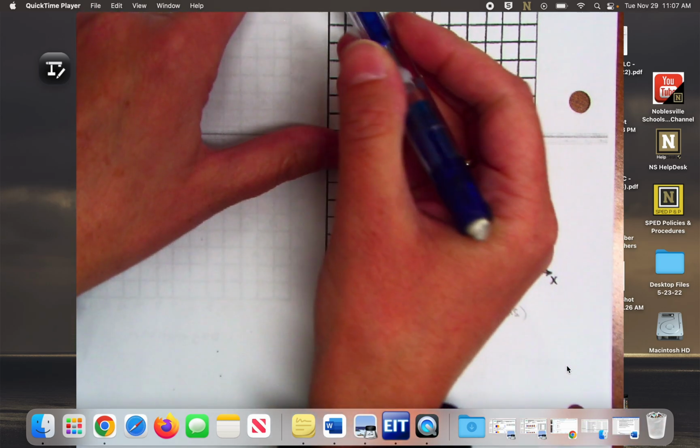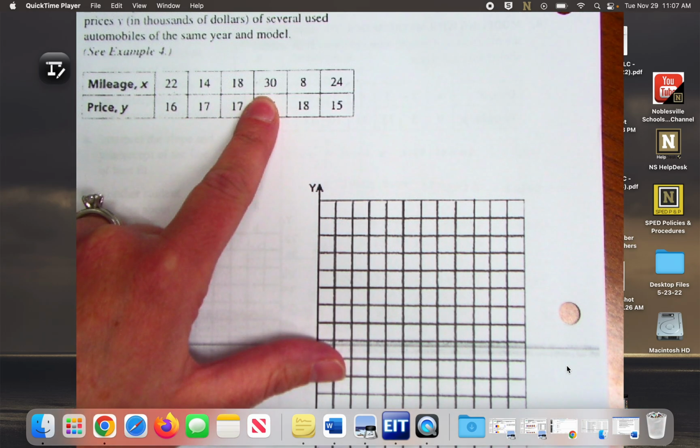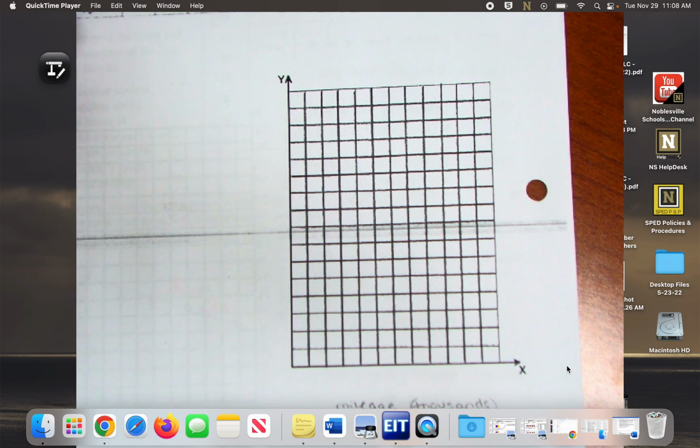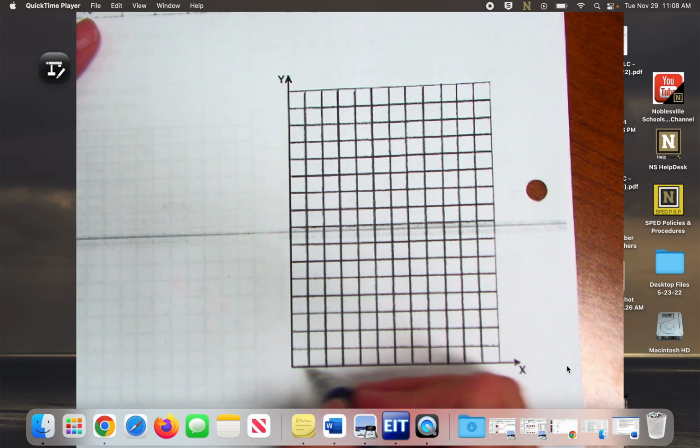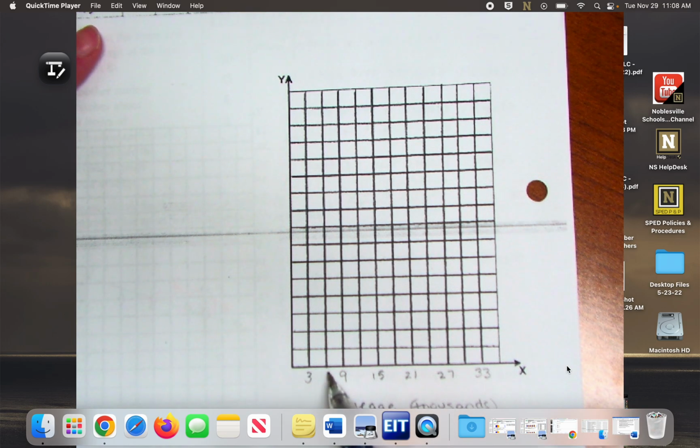And I need to get it up to 30. My highest number is 30. I certainly can't go by single digits here. So I'm going to go by 3s. So this first one's going to be 3. I'm going to skip 6 because then it gets too cluttered, and then I have 9, 12, 15, 18, 21, 24, 27, 30, 33. So I have everything here by 3s. I just only showed every other one because it just gets too crowded.